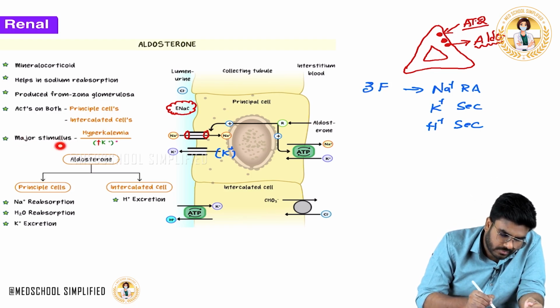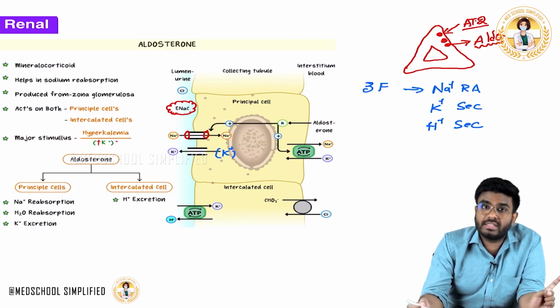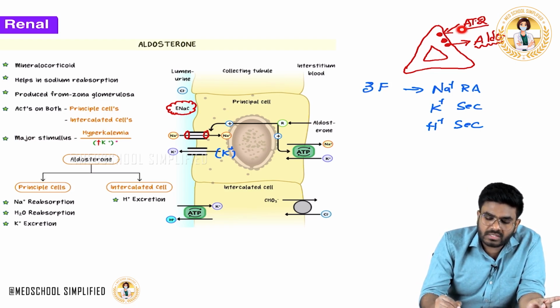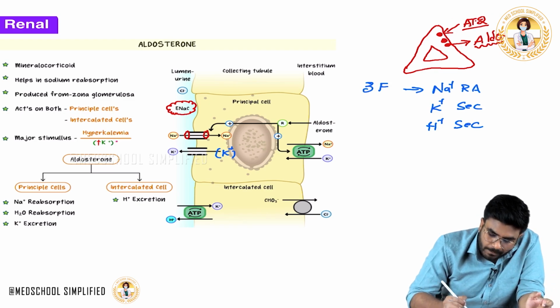Now what is the stimulus for the release of aldosterone? We have already seen one stimulus in the RAS pathway discussion. The stimulus for aldosterone release is angiotensin 2. But if they ask you what is the major stimulus?